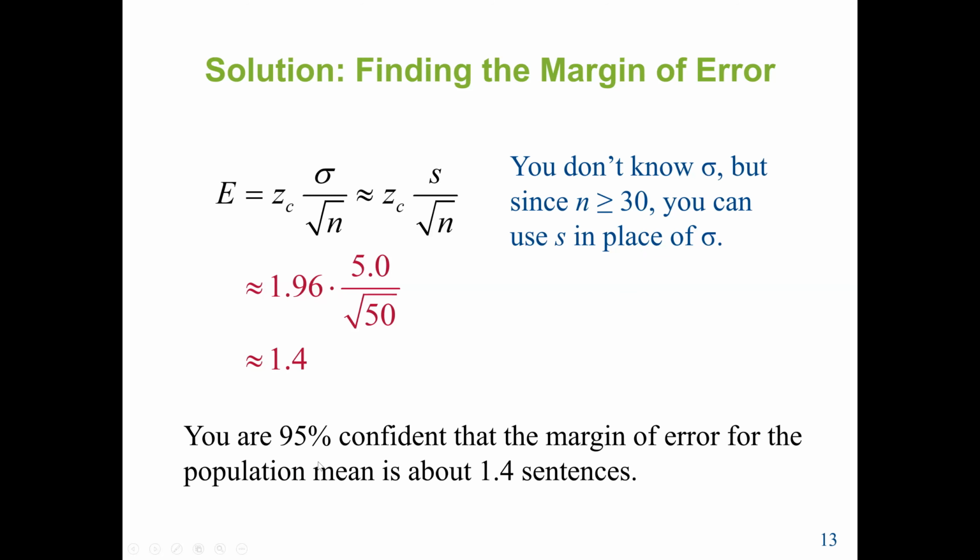Now you are 95% confident that the margin of error for the population mean is about 1.4 sentences. So the value here represents the number of sentences.